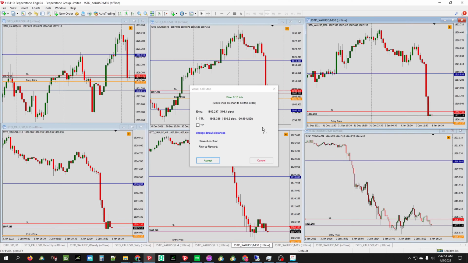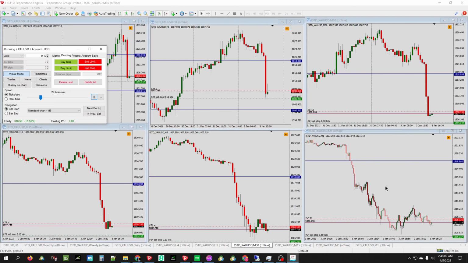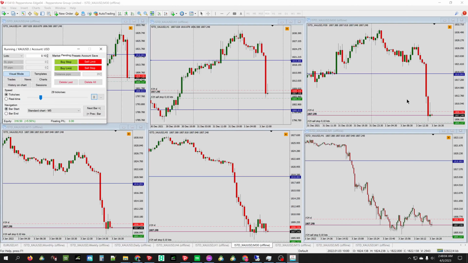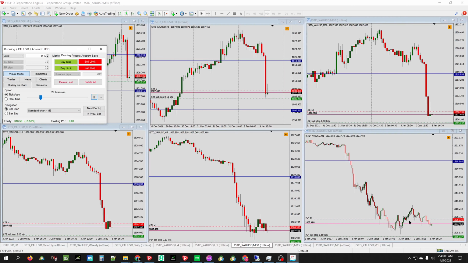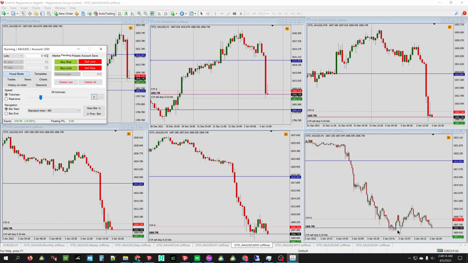Place this stop loss 1808, and there is a lot of consolidation in M1 time frame, but we are not looking at that. We are looking at M30 time frame and higher time frames, plus there is a lot of volumes, so I don't think that this M1 structure will be enough to push price to the buy side.